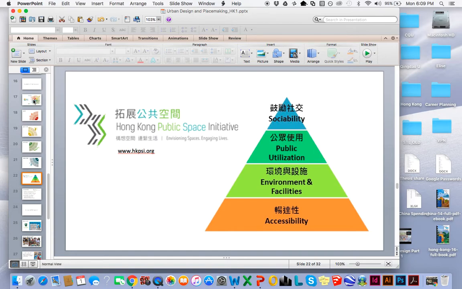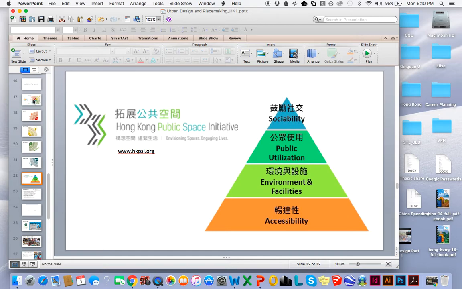And so the graphic that they've put together says that the foundation of quality and successful public space is accessibility. Can you get to that place at all, and who can get to that place? And that would come before all other factors. Once there's that foundation of being able to access that space, then what might come next is the environment and the facilities. So what types of facilities are available?